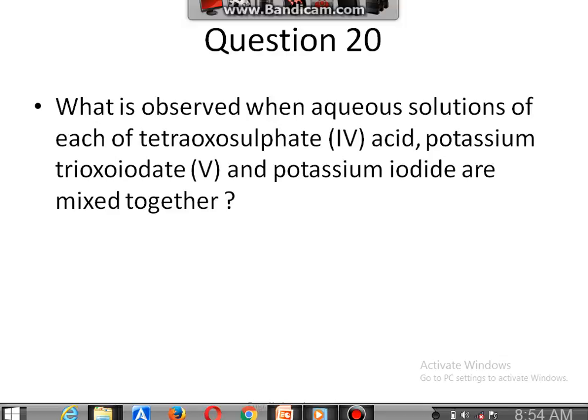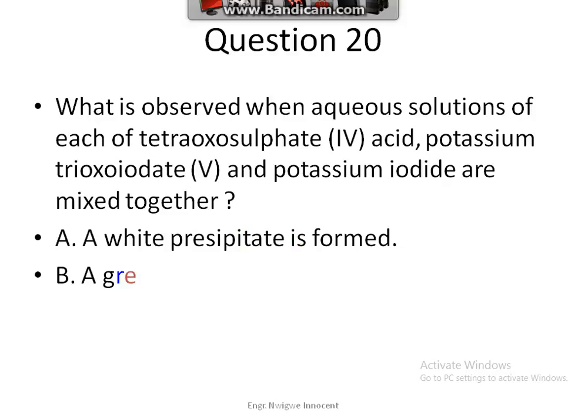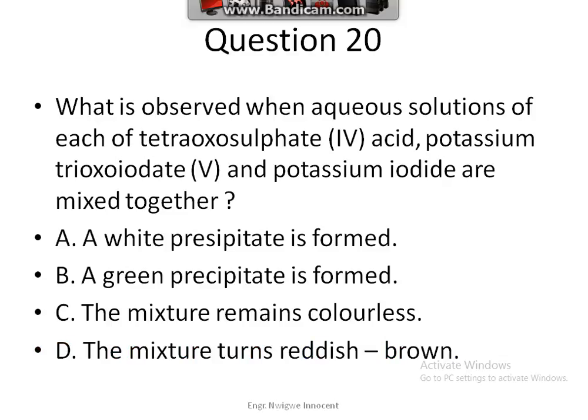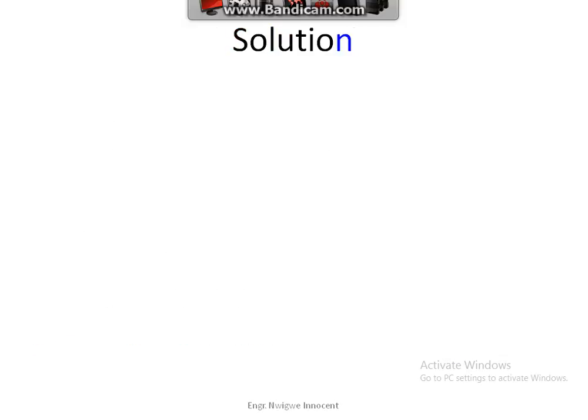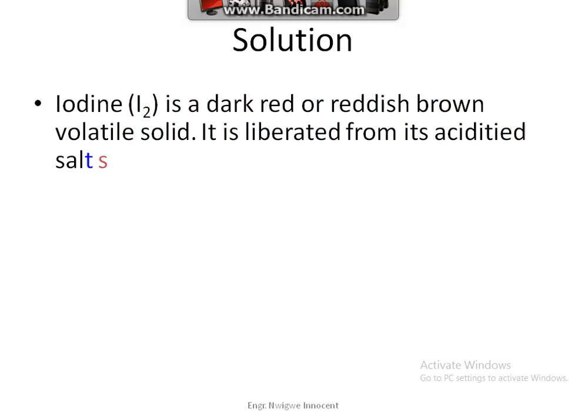Iodide are mixed together. A white precipitate is formed. B. A green precipitate is formed. C. The mixture remains colorless. D. The mixture turns reddish brown. Solution. Iodine, I2, is a dark red or reddish brown volatile solid.